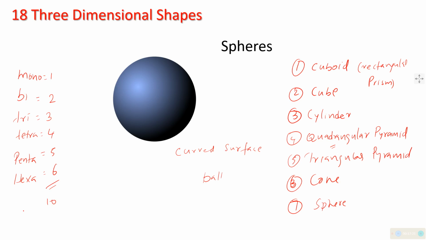For 10 you will have deca. That's why decimal has a spelling starting with DEC. So coming back, this way we can name. Quadrangular will become, next, pentagonal, then hexagonal. In that way it goes up according to the size.